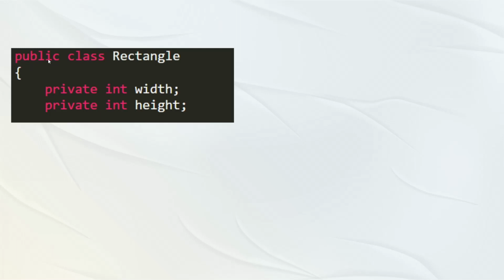So this is how you start the class skeleton. You just say public, which is the keyword, and then you say class, which is another keyword, and the name of the class. In this case, we're dealing with a rectangle, so I just said public class rectangle.